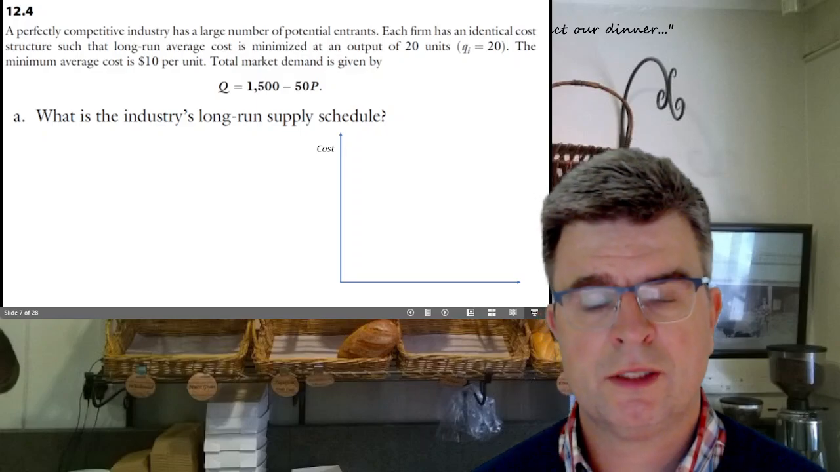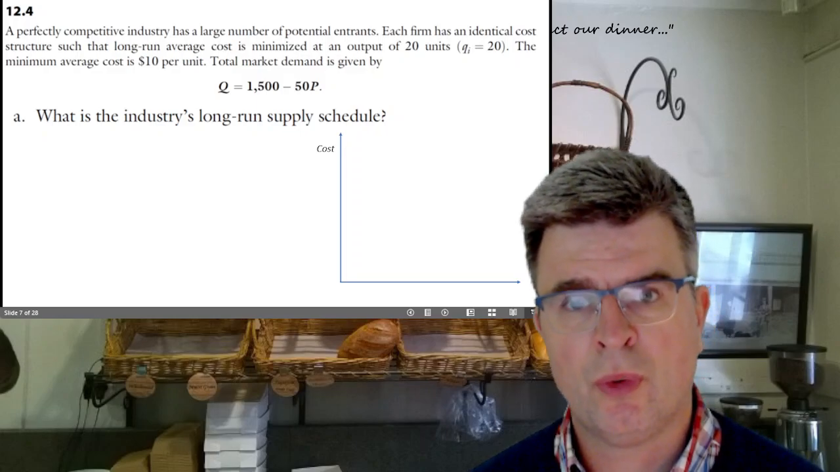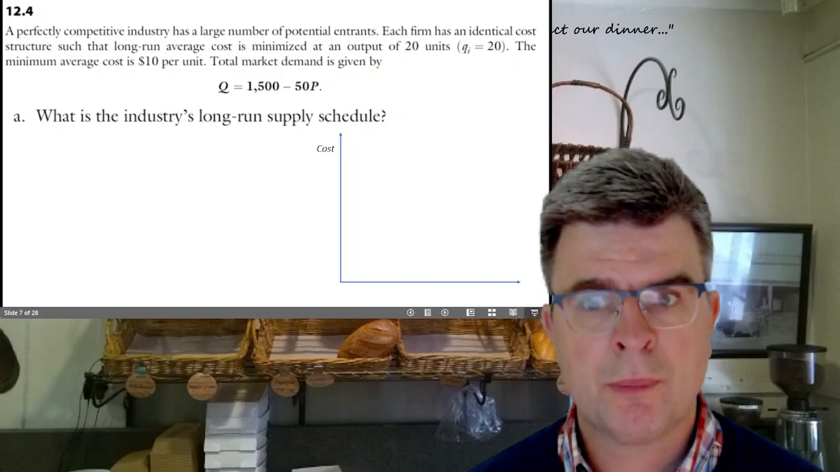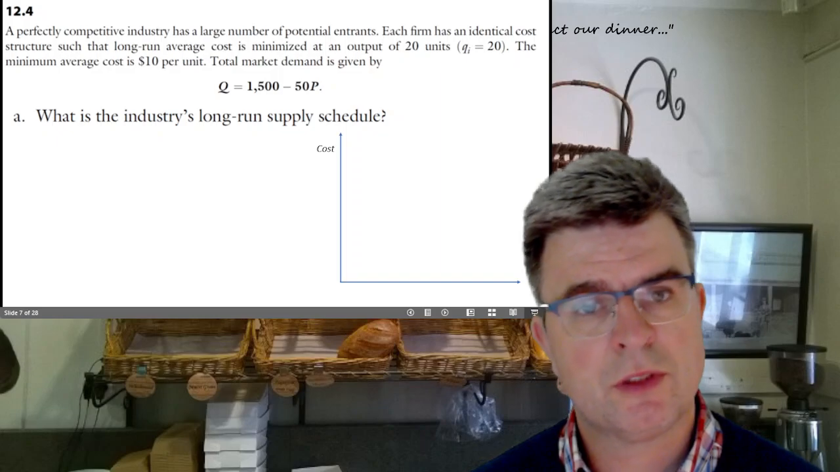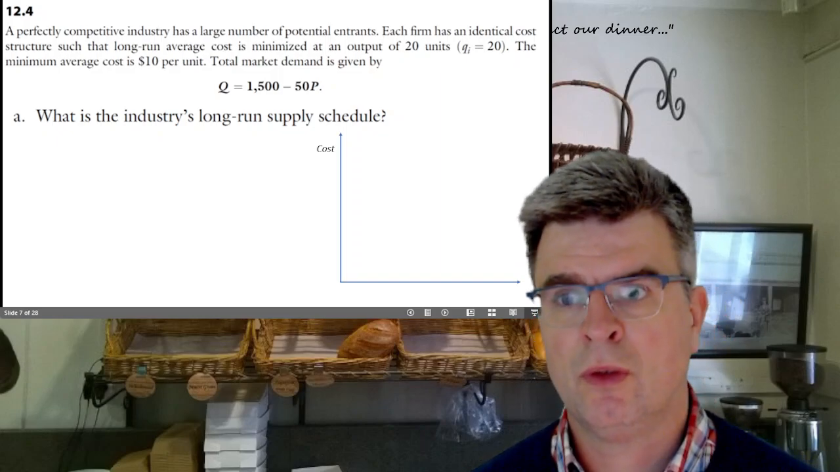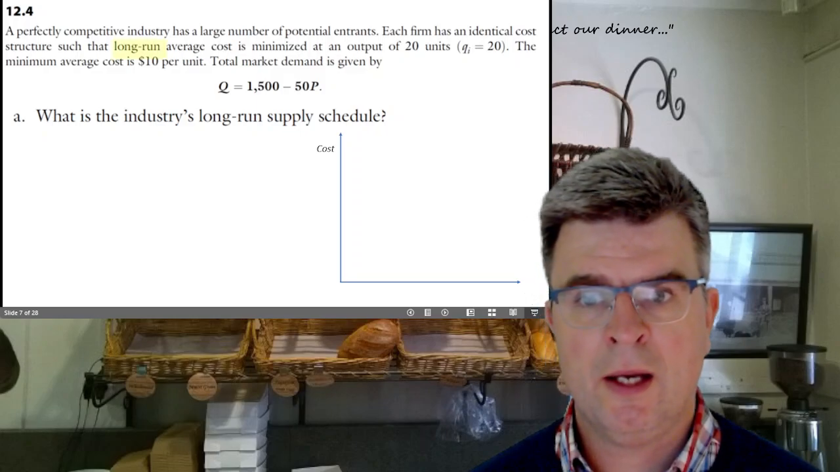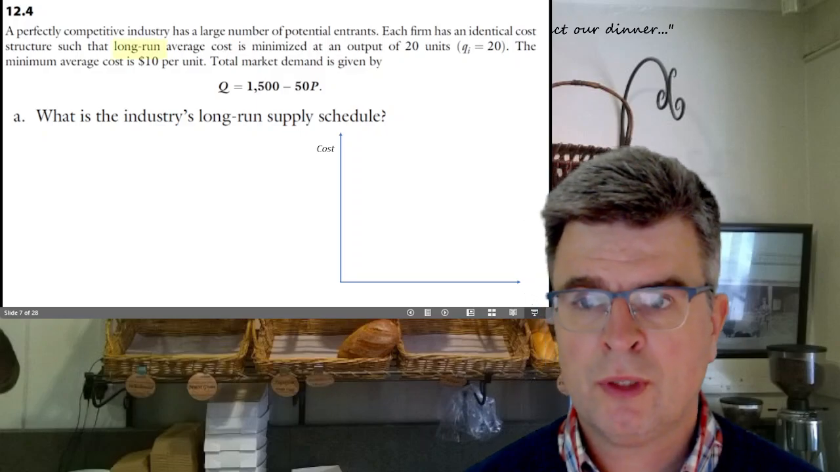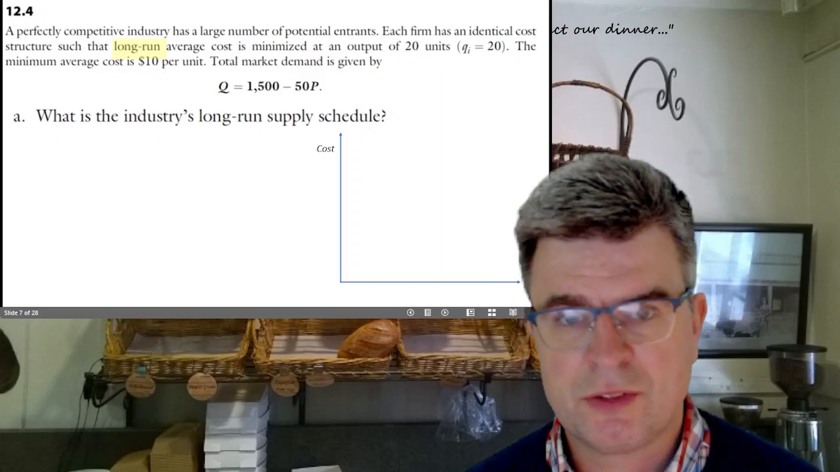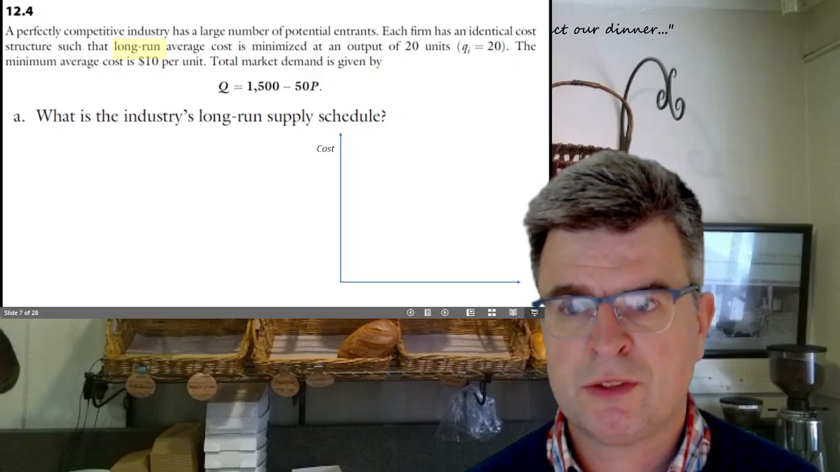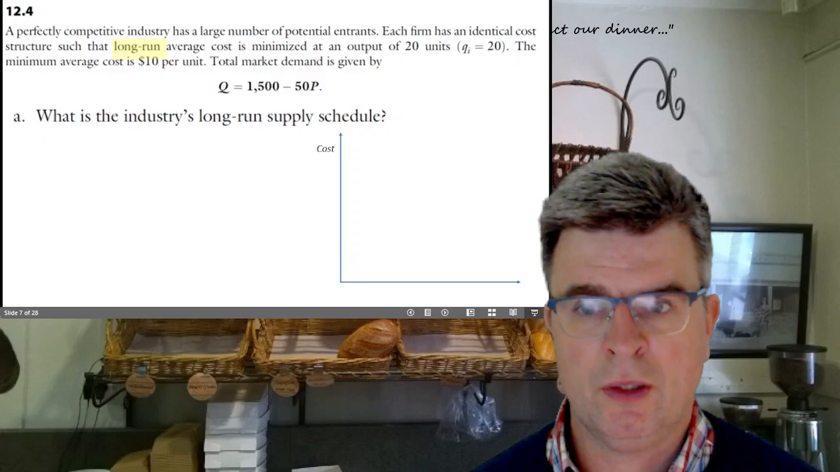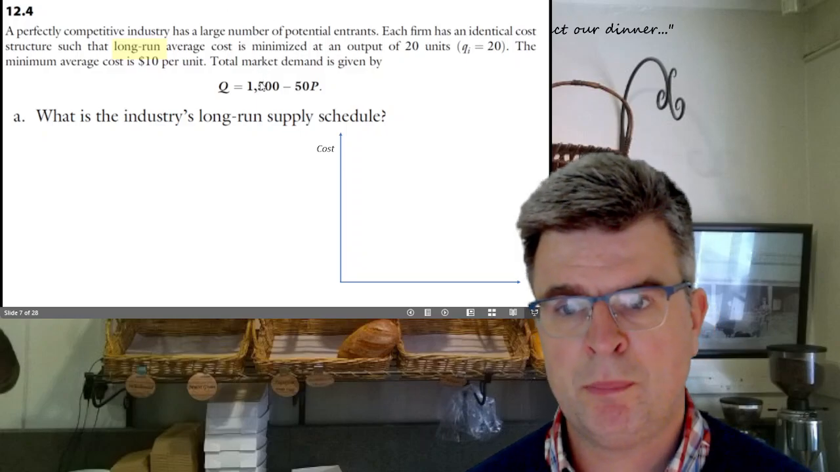The next exercise is exercise 12.4. And again, we have a perfectly competitive industry with a large number of potential entrants. Each firm still has an identical cost structure, but now we consider the long run average cost instead of the short run. And the long run average cost is set to be minimized at an output of 20 units. The minimum average cost is $10 per unit, and total market demand is given by the equation 1500 minus 50p.